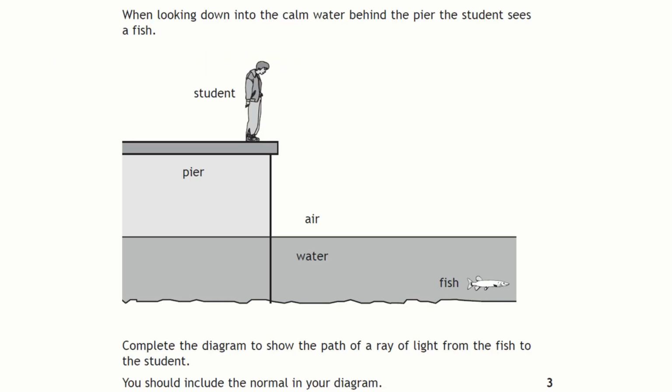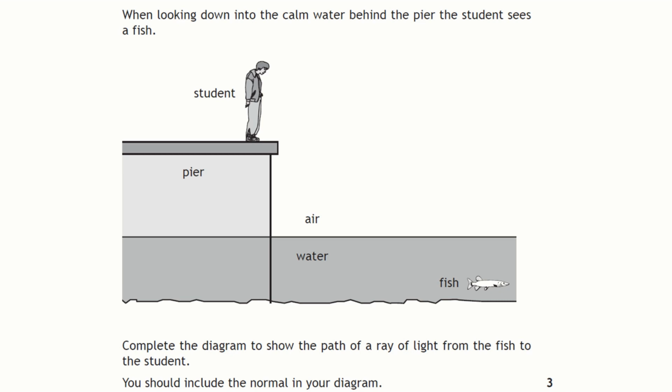Now let's have a look at some exam questions on refraction. So we've got a student on a pier and a fish in the water, just like the example we just did. You're asked to complete the diagram to show the path of a ray of light from the fish to the student. You should include the normal in your diagram.